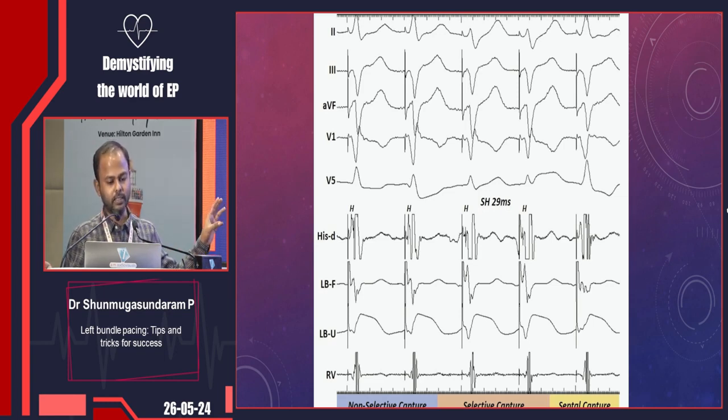So you can see the change in local electrograms. You can see as the capture changes from non-selective to selective, the local electrogram is getting pushed away in the lead electrogram. But most importantly, you can see the change in the QRS morphology.